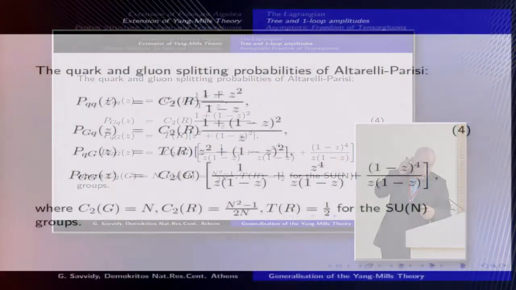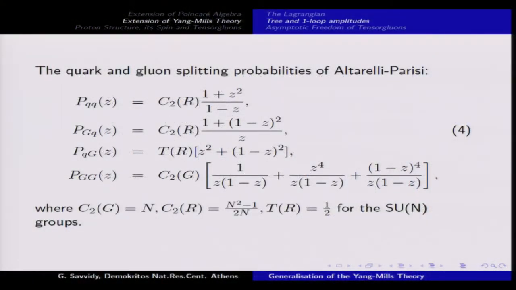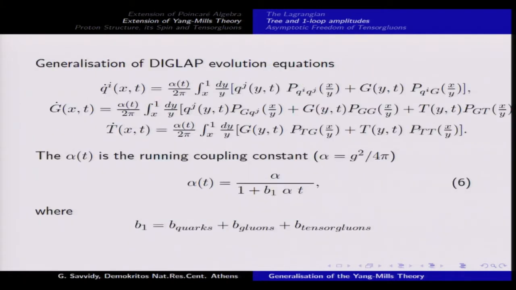These kernels were calculated. So this is a quark going to quark, quark going to gluon, gluon to quarks, and gluon to gluon. So this is somehow the formula which I show you. It gives these probabilities in terms of tensors. Now you have to generalize.